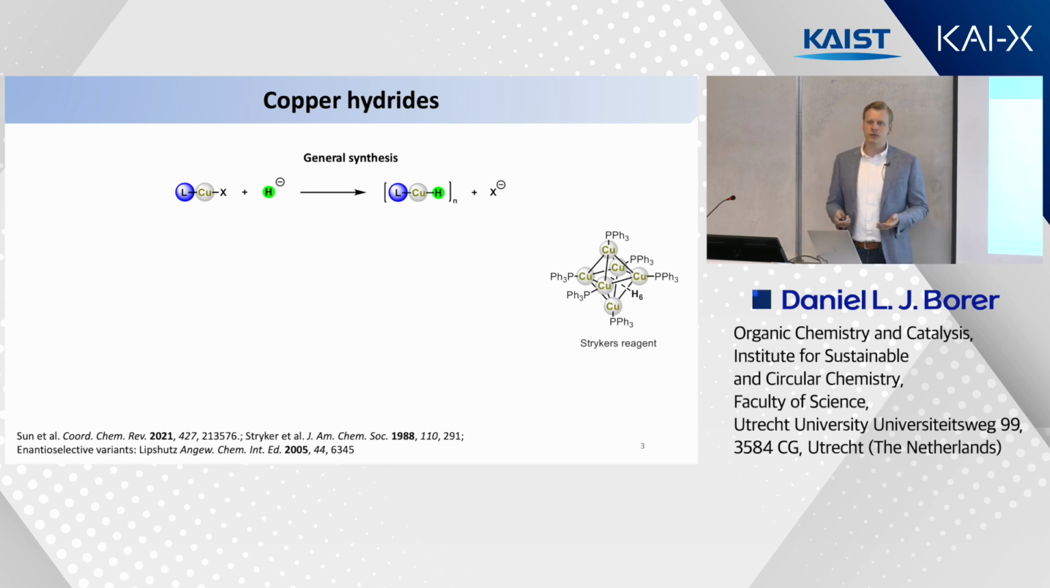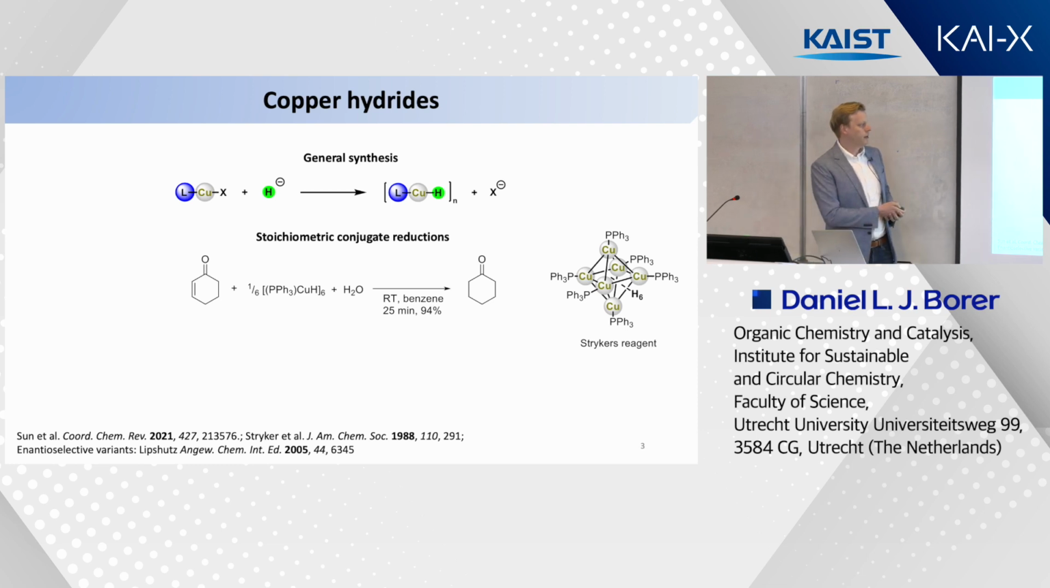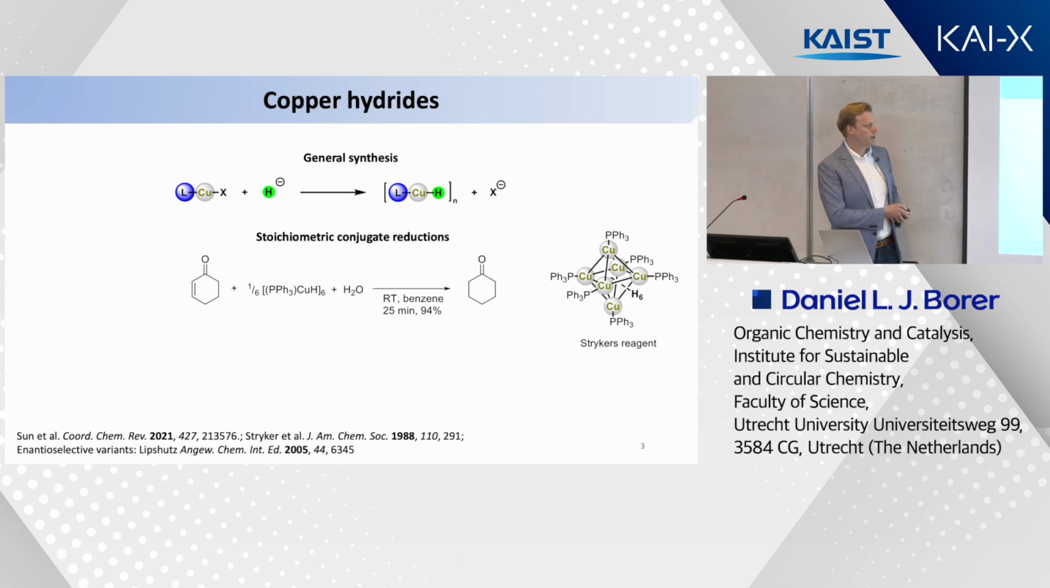Stryker's reagent is a very powerful tool in making or functionalizing molecules, especially if you would take a classical sodium borohydride or lithium aluminum hydride and you react it with this enone, you would reduce the ketone to an alcohol. However, if you use a softer hydride in the form of a copper hydride, what you actually get is selective reduction of the alkene inside this molecule.